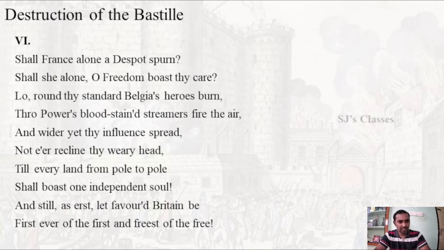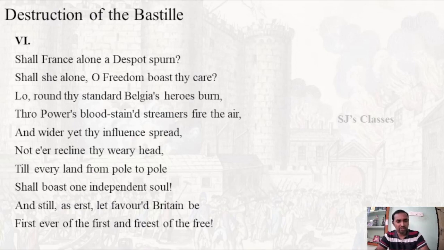Through power's blood-stained streamers fire the air. Through is an informal or literary way of saying through. So Belgium's heroes seem to burn through the powers. Again, an example of personification here. Power has been personified. Power's blood-stained streamers, meaning the blood-stained flags of the despot, the cruel or oppressive dictator, that fire the air. And wider yet thy influence spread, nor ever recline thy weary head, till every land from pole to pole shall boast one independent soul, and still as erst let favored Britain be first ever of the first and freest of the free.